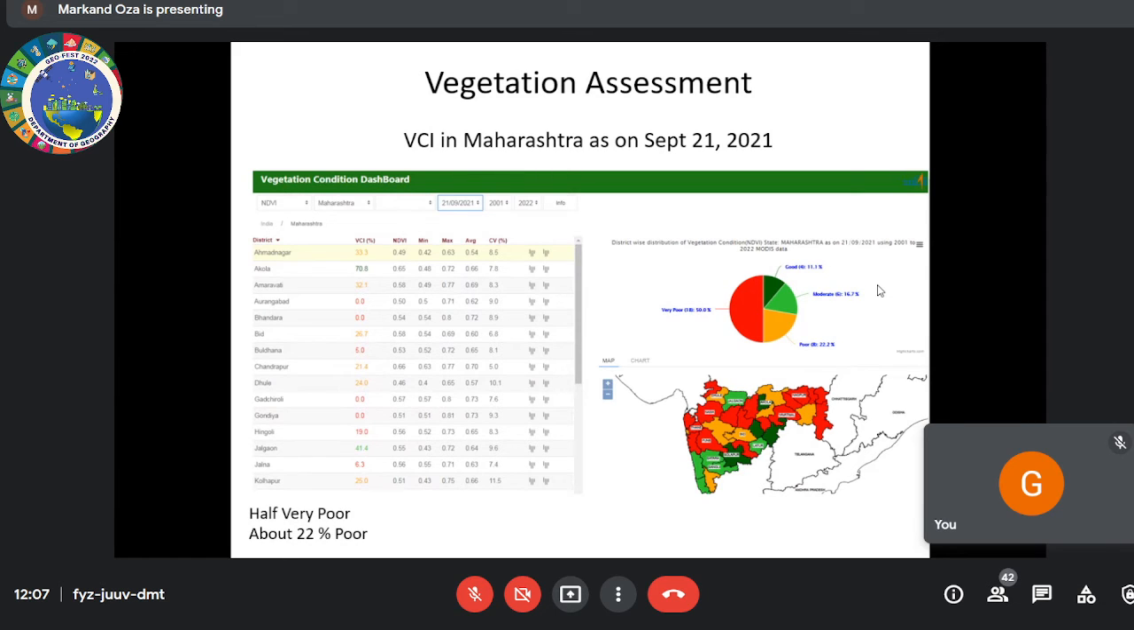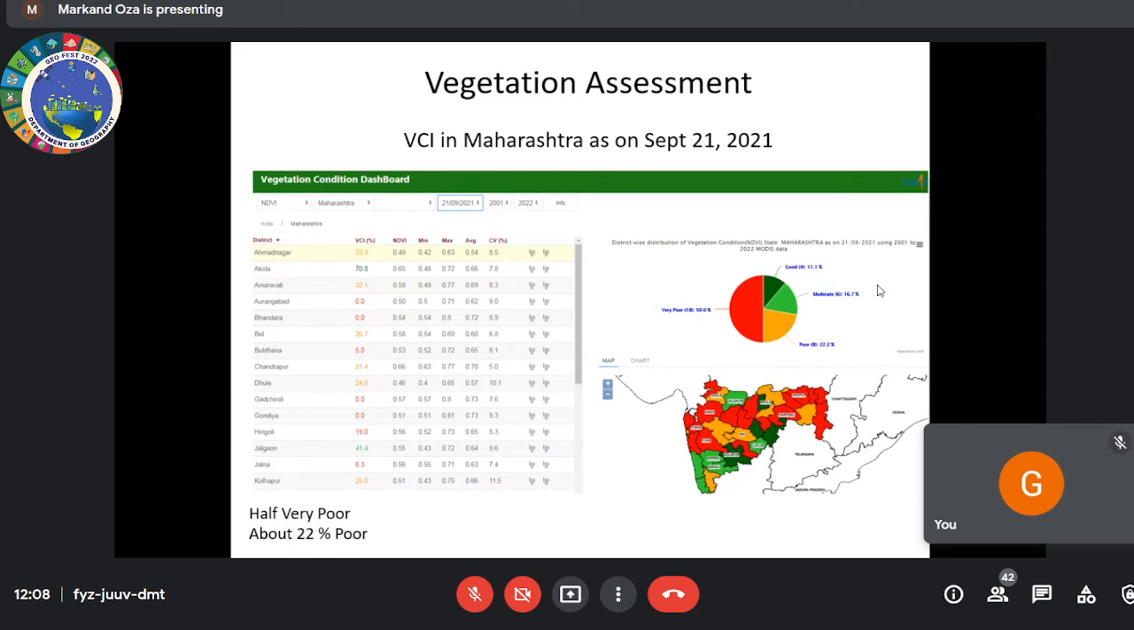Okay. So, now if I go to district, now the beauty of this is as soon as I select, I can get a pie diagram as well as a spatial diagram, which shows, for example, as on September 21, 50% of the districts in Maharashtra were having very poor performance, whereas only 4 districts, that means 11%, had a very good performance of vegetation as indicated by NDVI.